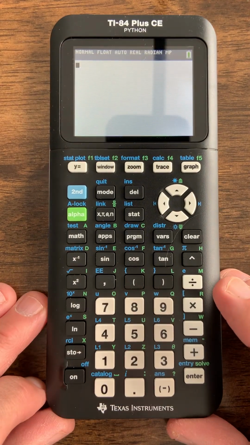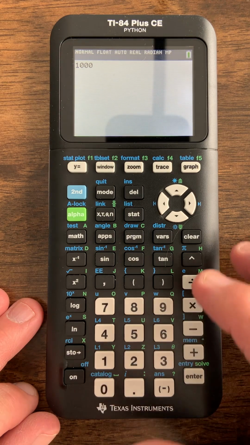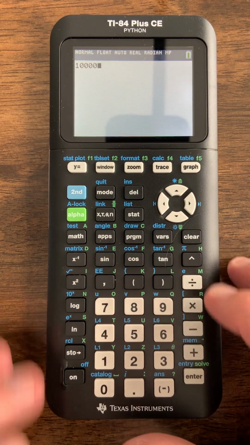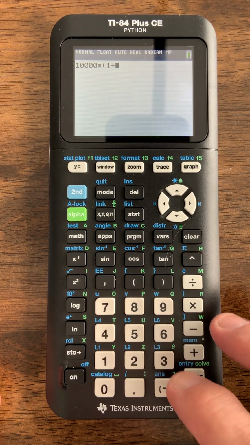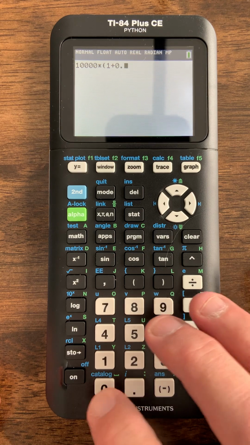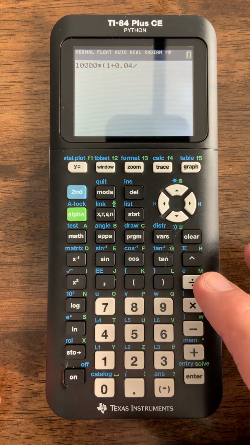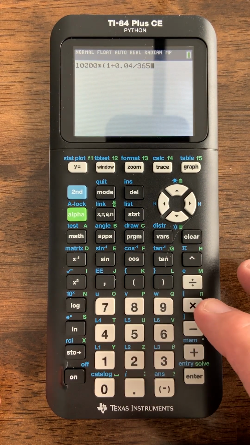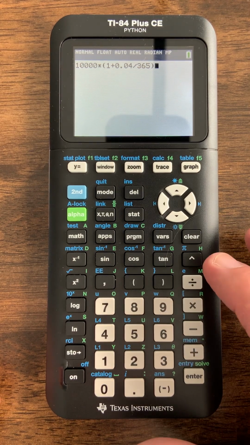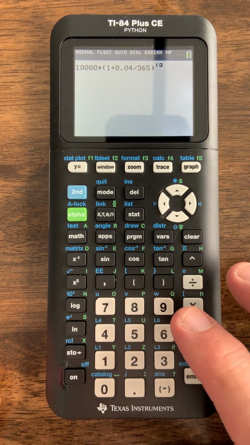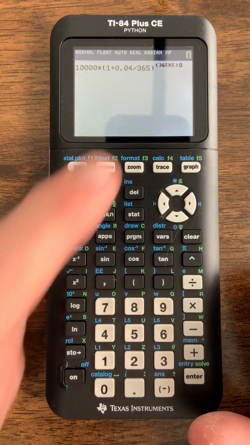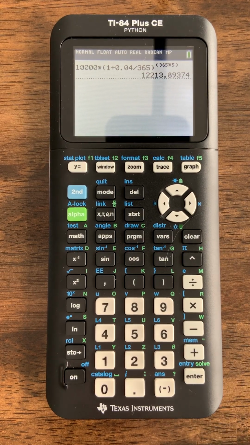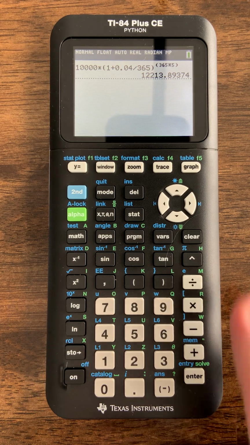Clear it. 10,000 times parentheses 1 plus 0.04 divided by 365, close the parentheses. Now we want to raise all of this to 365 times 5, and we'll put this in parentheses, close that parentheses, so that's our power. Hit enter. So slightly more money now, $12,213.89.